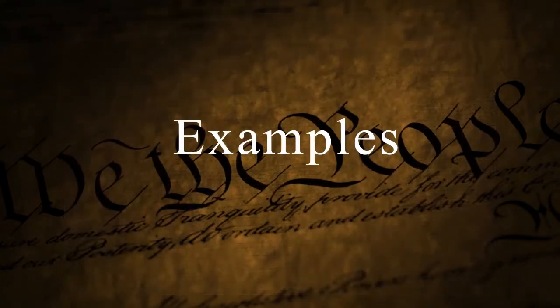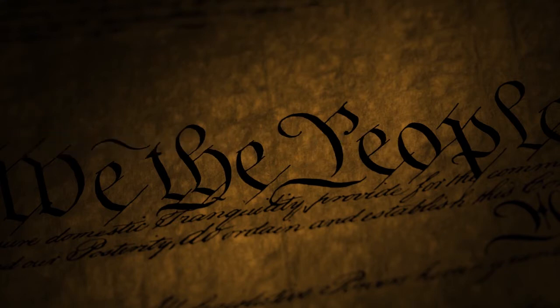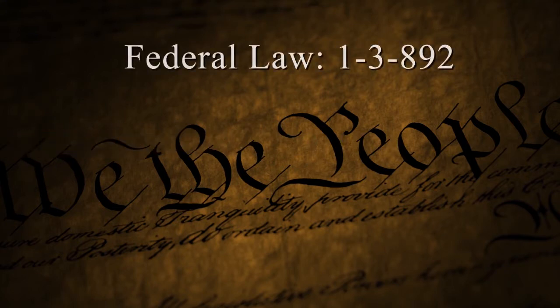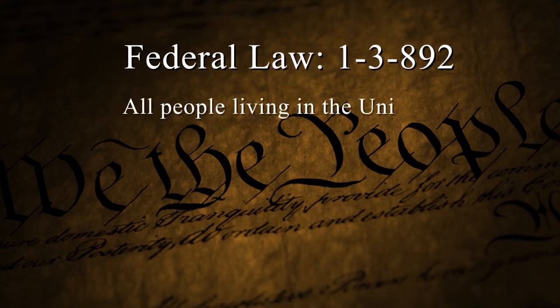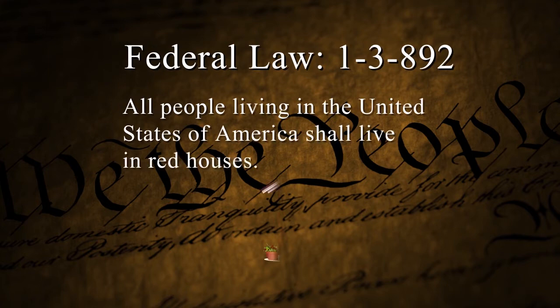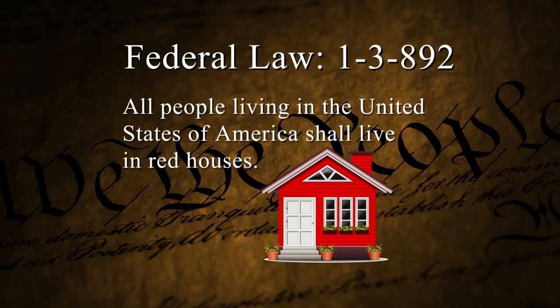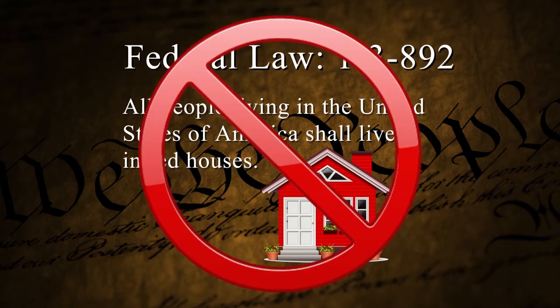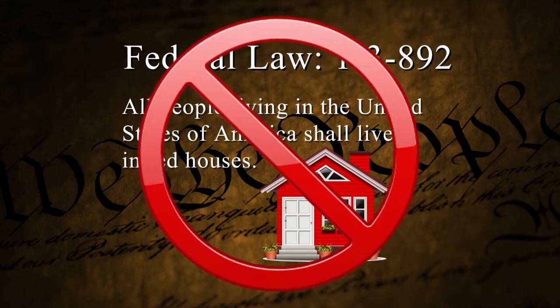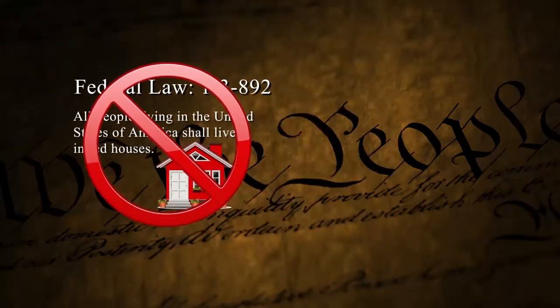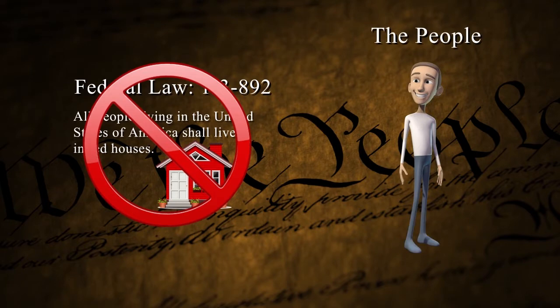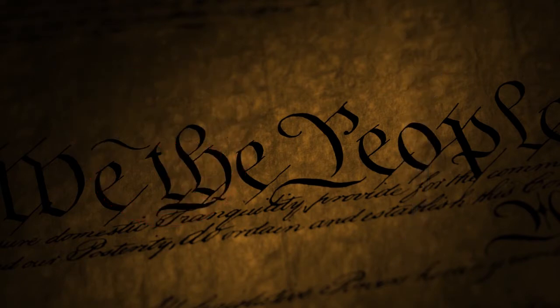Okay, so let's give you some theoretical examples of federal laws, and see if they're supreme law of the land. Okay, first one is theoretical federal law 1-3-892. All people living in the United States of America shall live in red houses. Now, does this law follow the Constitution? No, not unless you can show me somewhere in there that says that the federal government gets to tell us what color of houses we live in, right? It doesn't follow the Constitution because there's nowhere in the Constitution that gives Congress that power. Now, who has the power to decide what color of house they live in? The people, right? It's reserved to the people. Okay? Make sense?